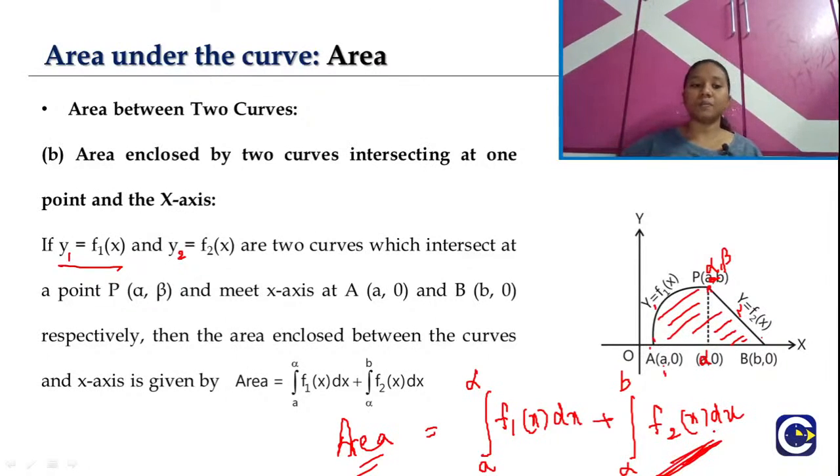So the required area is given by the integration within the limits a to alpha of f1(x) dx, plus the integration within the limits alpha to b of f2(x) dx. Here the first curve varies from the point a to alpha, and the second curve varies from alpha to b, that is, our x coordinate. I hope you are clear with this second part, which is the area enclosed by two curves intersecting at only one point and the x-axis.